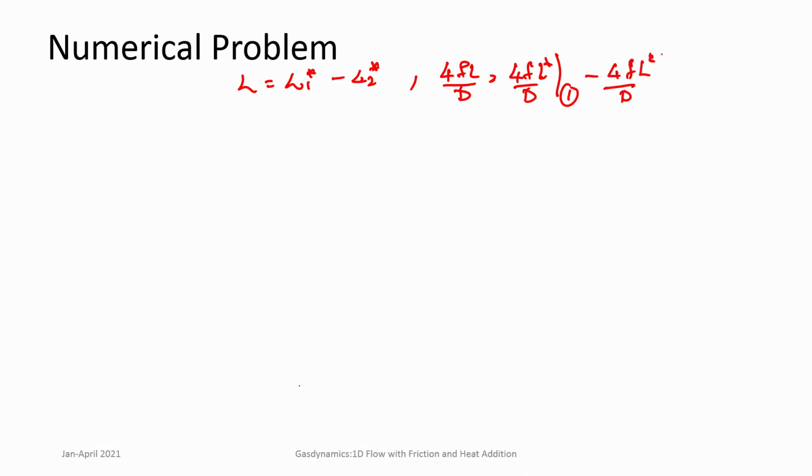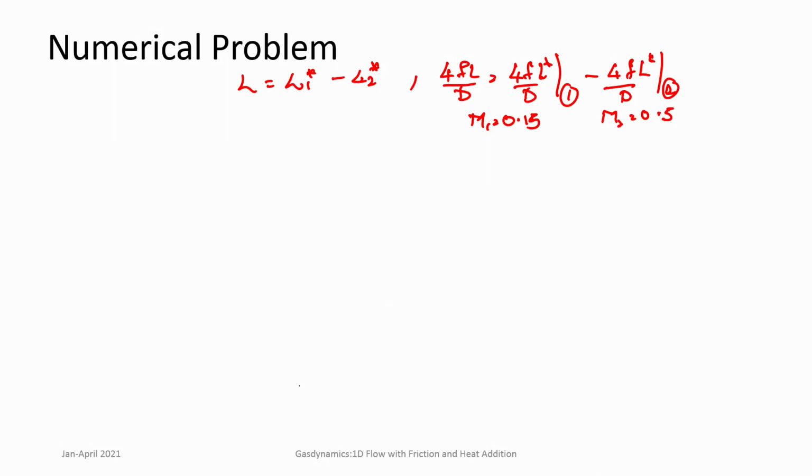Okay, now what is the length of the duct? Length of the duct, we have the particular equation, which is L is equal to L1 star minus L2 star, or you can write this as 4FL by D is equal to 4FL star by D for point 1 minus 4FL star by D for point 2. Now M1 we know it is 0.15 and M2 we know it is 0.5.